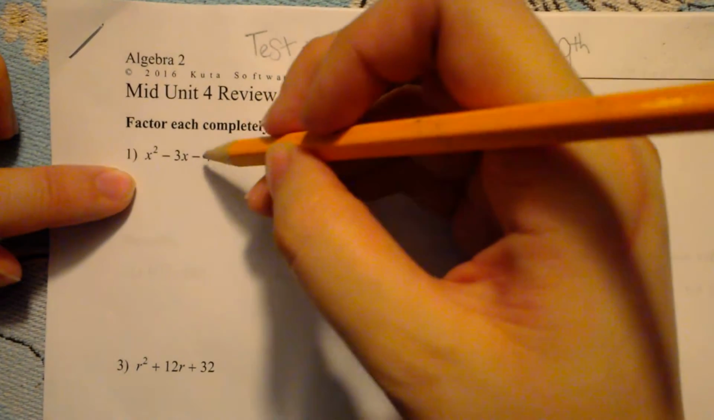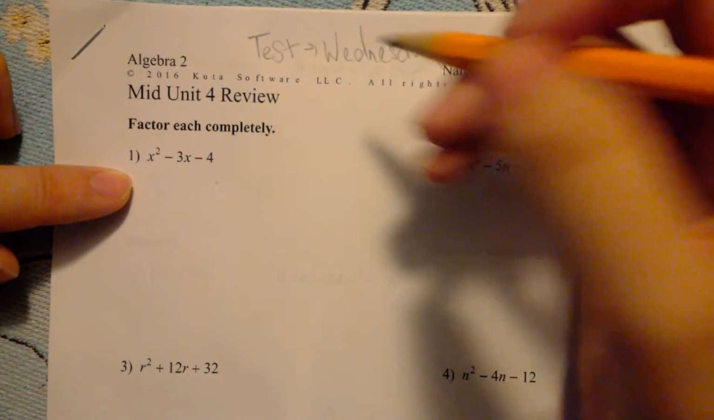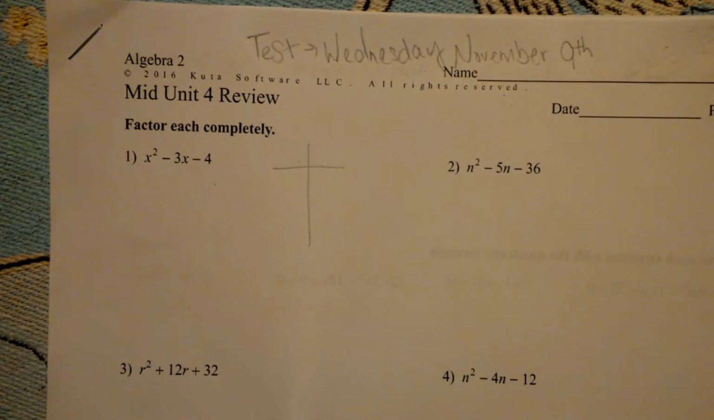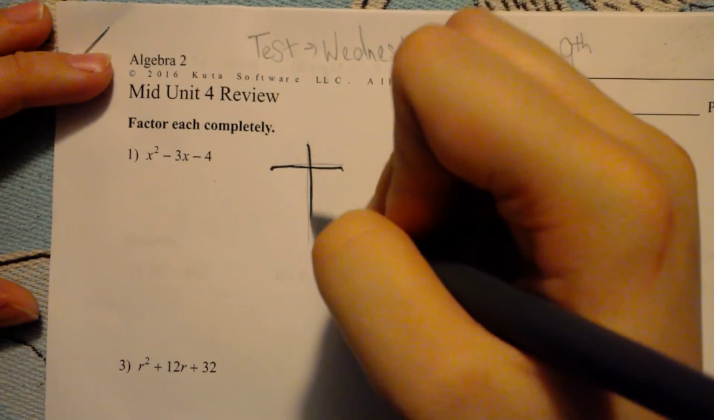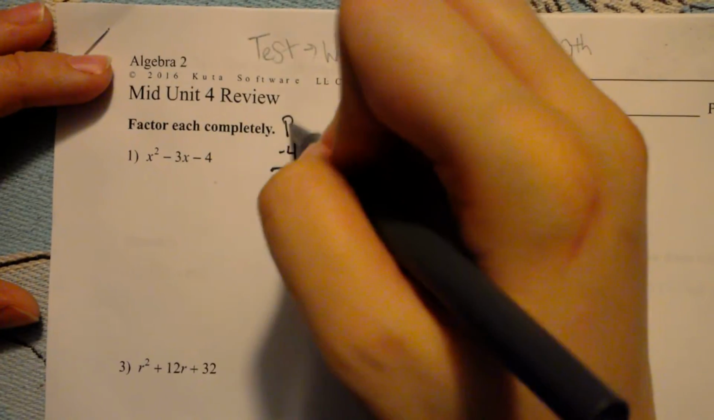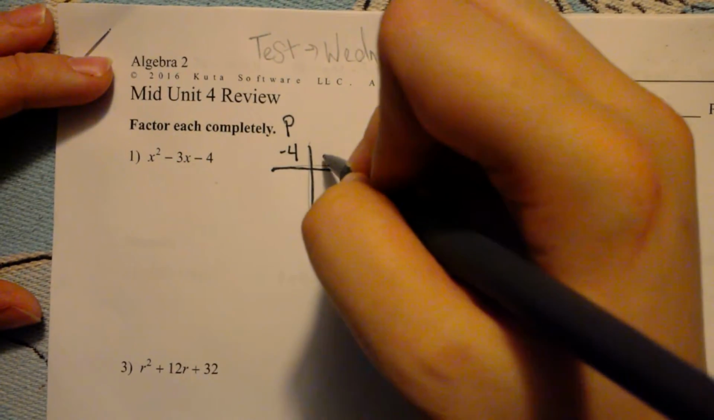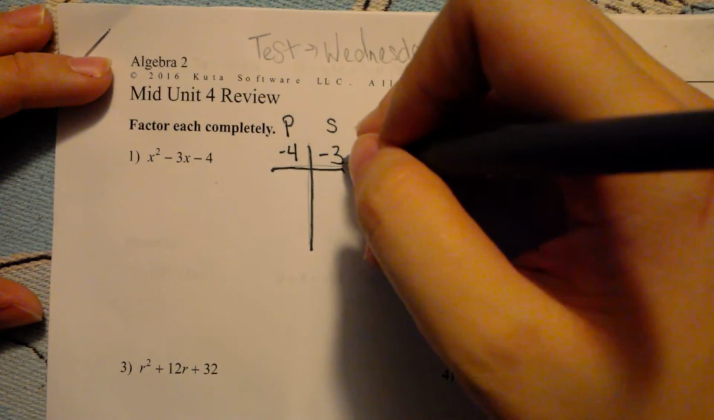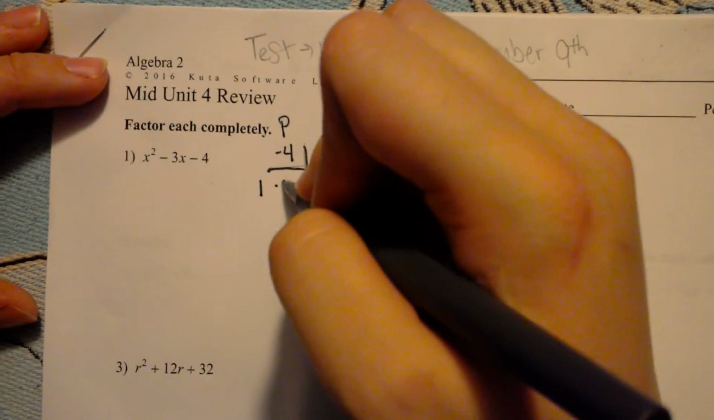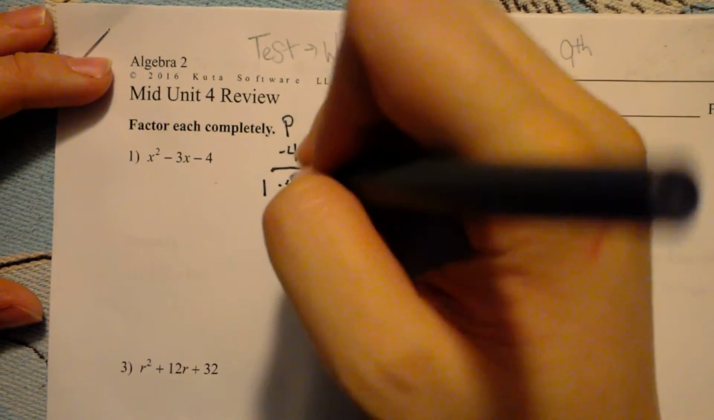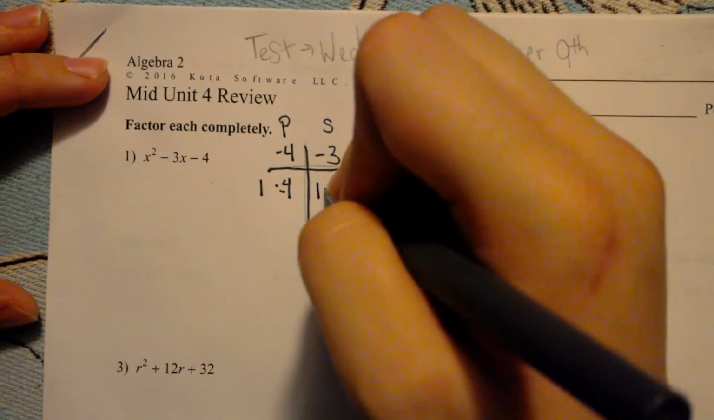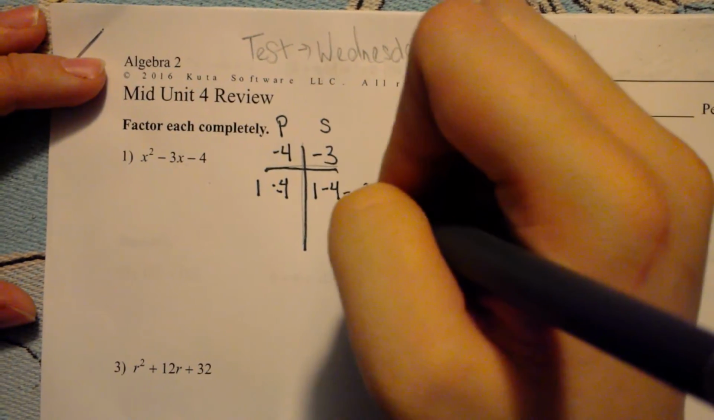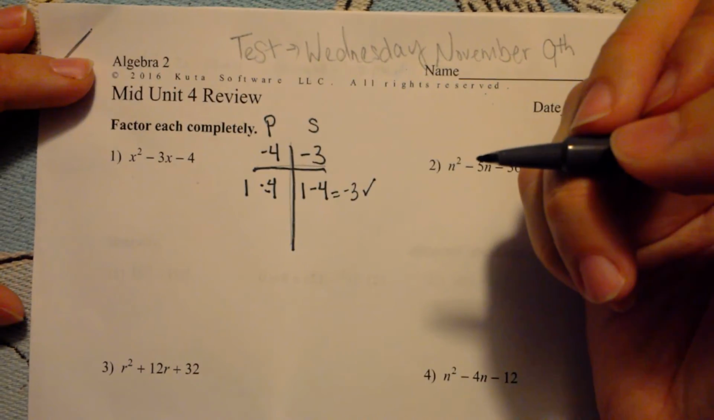So the first one, I need to factor x squared minus 3x minus 4. So I need to find 2 numbers that multiply to give me negative 4. So that's my product. And add to give me negative 3, my sum. So I need 2 numbers that are 3 apart, so 4 and 1. To give me a negative 3, it has to be 1 and negative 4. 1 minus 4 is negative 3. So that's what I want.